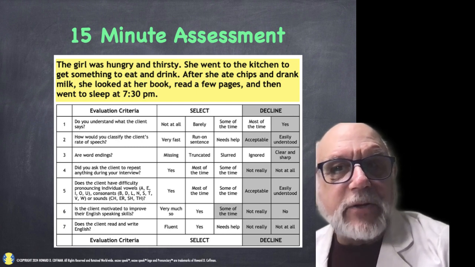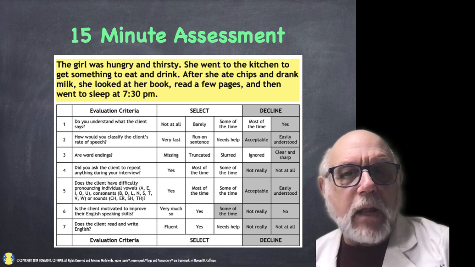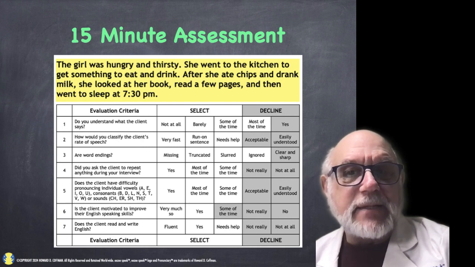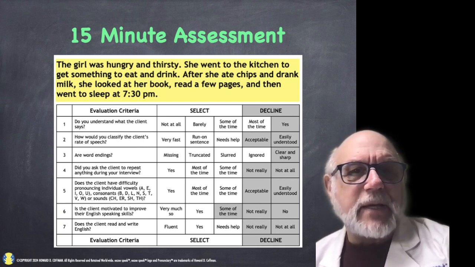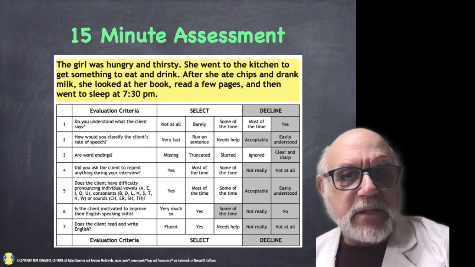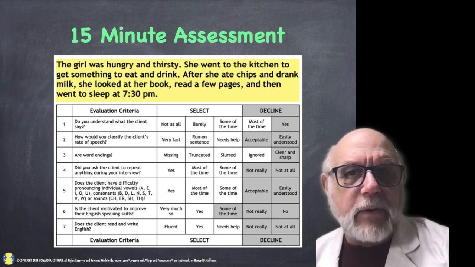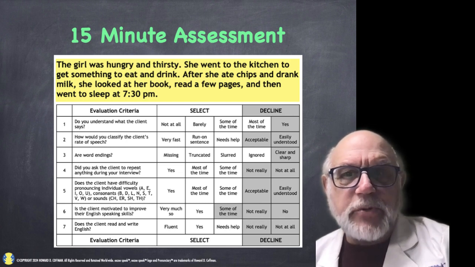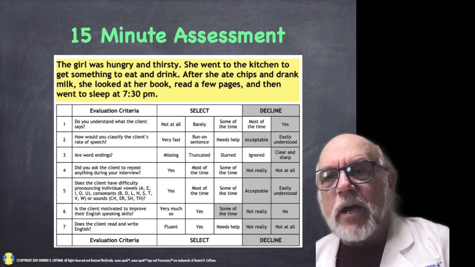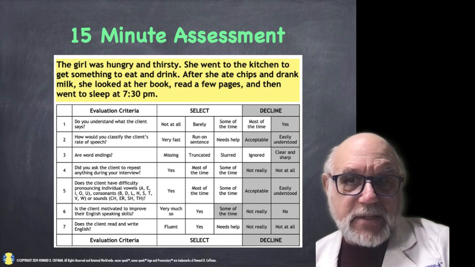You see a lot of letter combinations in there. The R and the L and the K. Book, milk, girl, looked with the T ending. All of that is attempting to isolate very difficult sounds so that when we get into the evaluation criteria below, the first question is, do you understand what the client says? And they have choices. Not at all, barely, some of the time, most of the time, and yes.